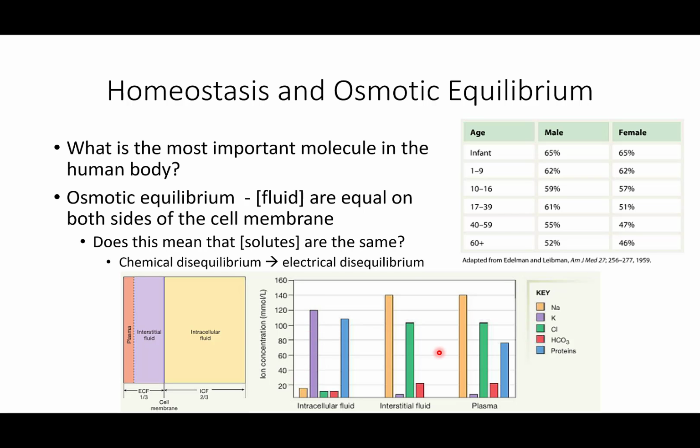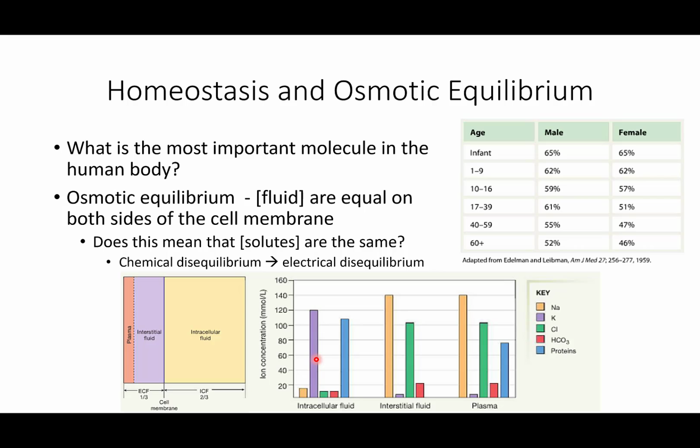We call this difference in solute concentration a chemical disequilibrium. Okay, so our chemical concentrations are in disequilibrium, and that creates an electrical disequilibrium that we'll talk about to a great extent when we talk about nerves and muscles.